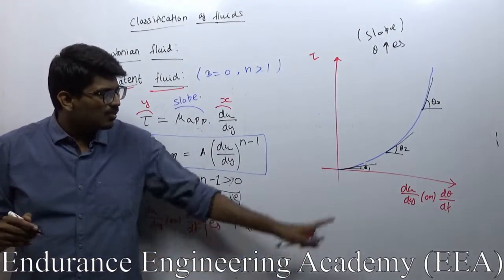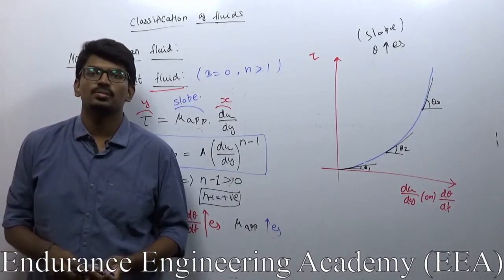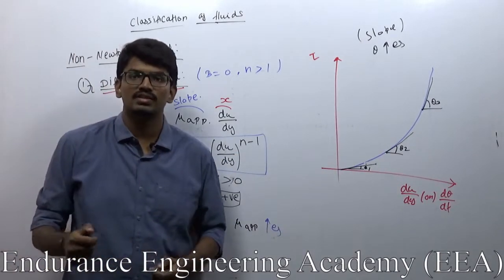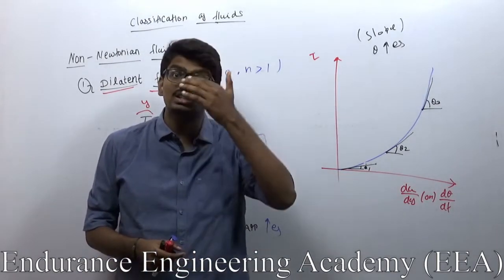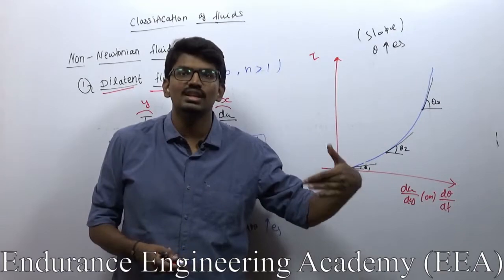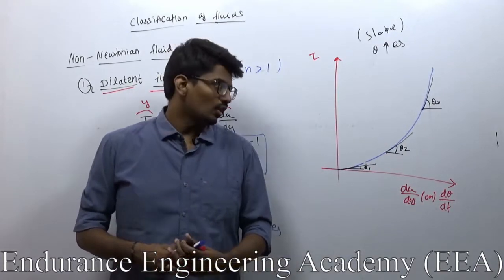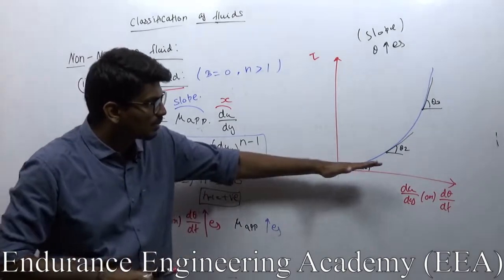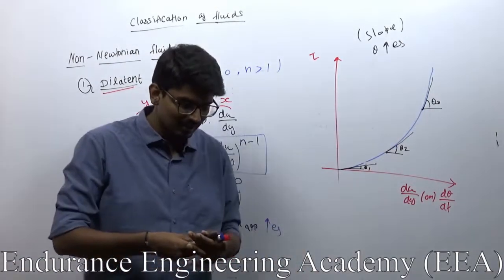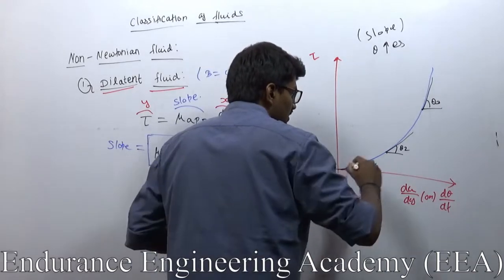If you are not very clear about the slope, just go back and see the slope video which we already did in the basic video lectures. I clearly mention there what slope is, what is increasing, what is decreasing, and everything. So here, as du by dy increases, the slope value will keep on increasing, and this corresponds to dilatant.